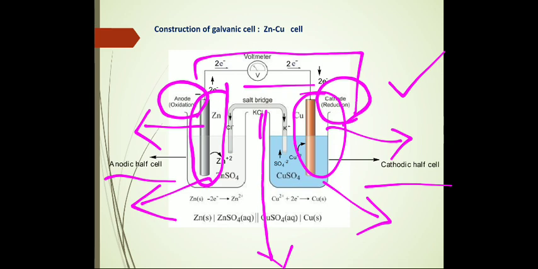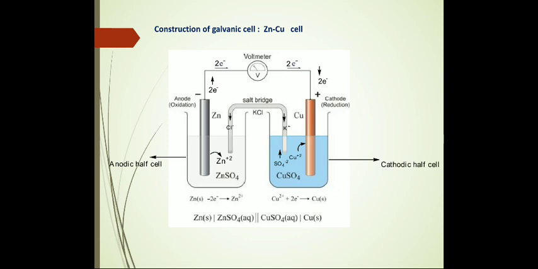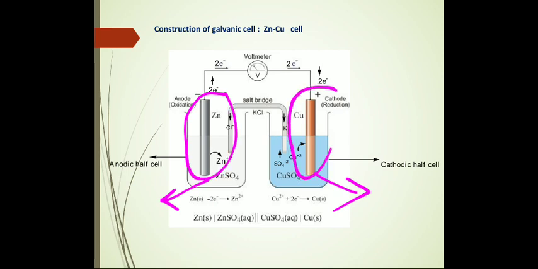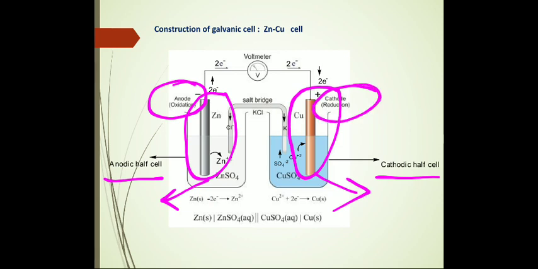I am discussing the construction of a galvanic cell once again because it is very important. Here I am taking zinc sulfate solution in one vessel and copper sulfate solution in another vessel. In the zinc sulfate solution I place the zinc rod, and in the copper sulfate solution I place a copper rod. This acts as the anode and this acts as the cathode, because zinc undergoes oxidation and copper undergoes reduction. The two rods are connected by a wire, and the two vessels are connected by the salt bridge.